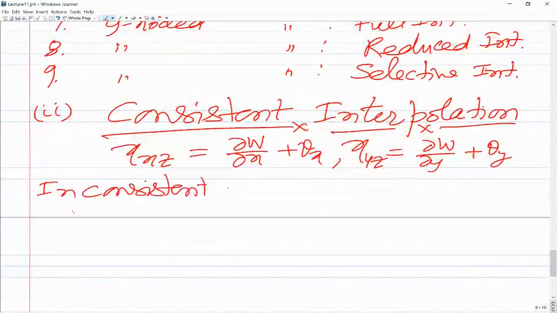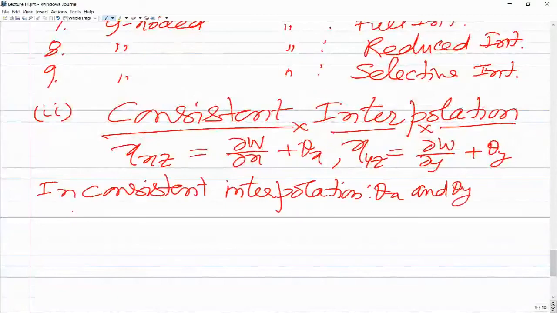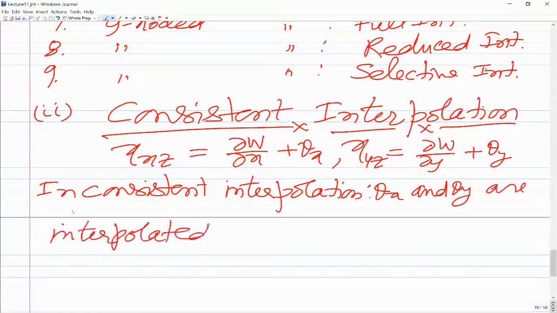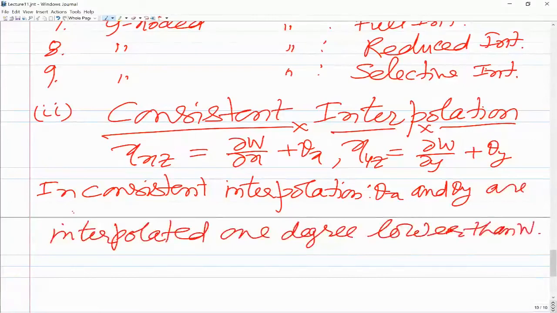In this consistent interpolation, theta x and theta y are interpolated one degree lower than w. So if w is quadratic, theta x and theta y are linear, bilinear, one degree lower than w. So this eliminates locking.